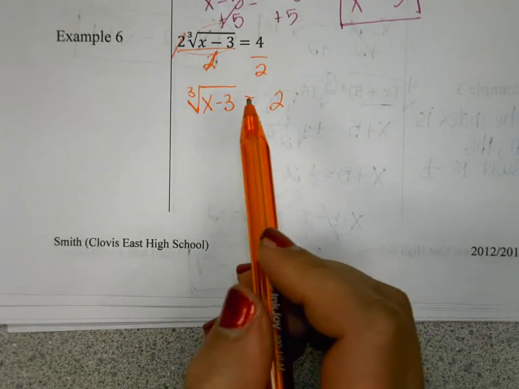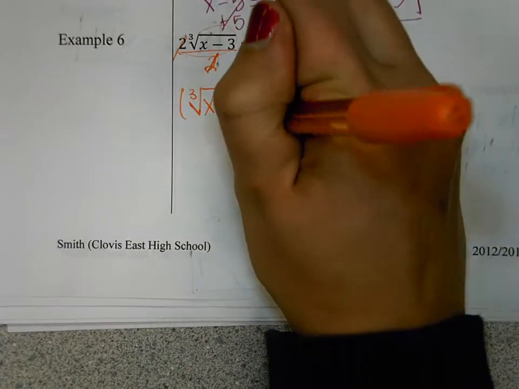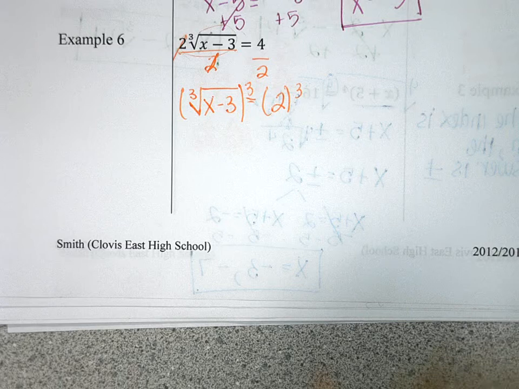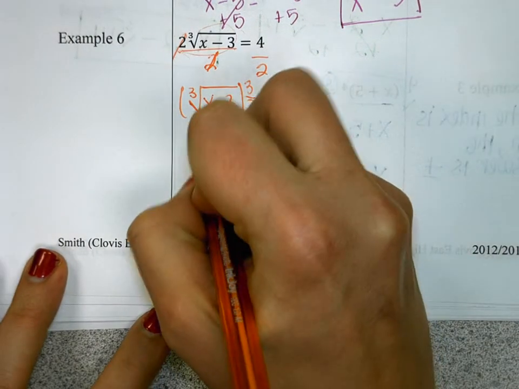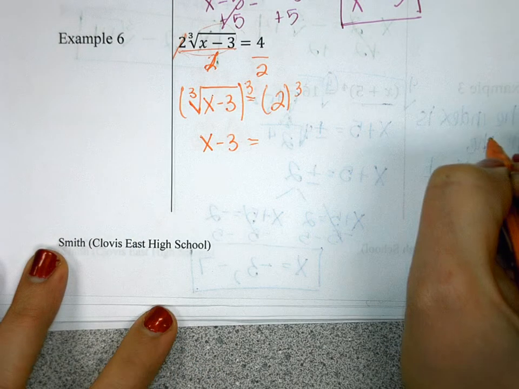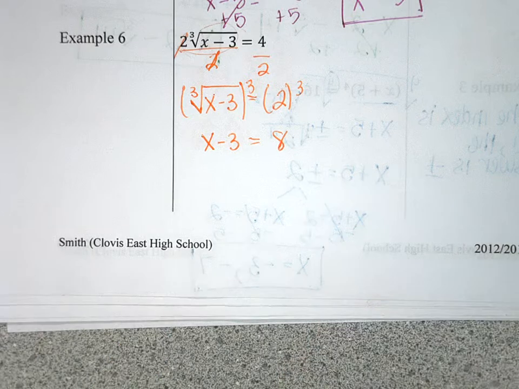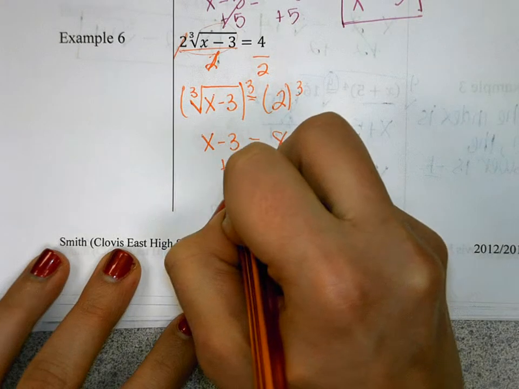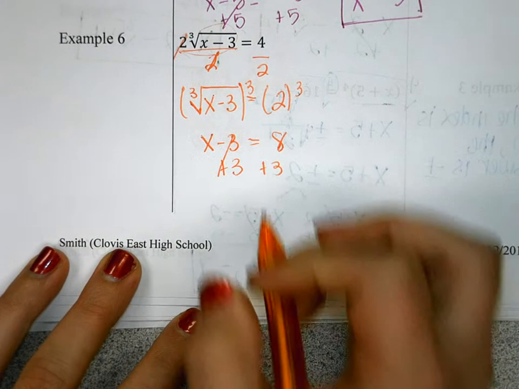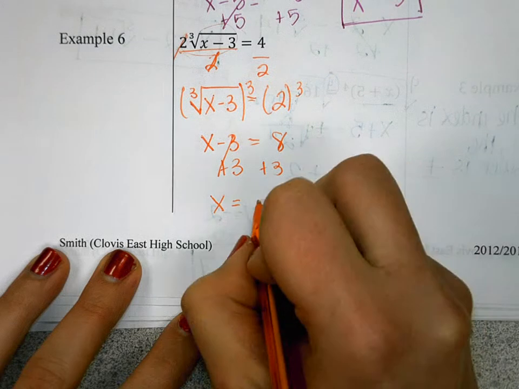I have the cube root by itself, so I'm going to raise each side to the power of 3. So that's going to give me x minus 3 equals 2 to the third, which is 8. Add 3 to both sides, so x equals positive 11.